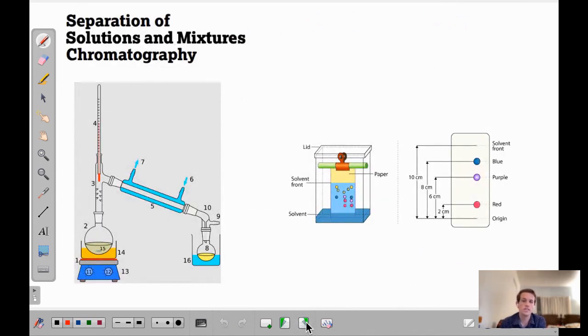Okay, moving forward: separation of solutions and mixtures, chromatography. Way back in our first video, we briefly mentioned mixtures and what defines them versus a pure substance. Mixtures can be physically separated, whereas a pure substance like a compound cannot. You cannot separate hydrogen and oxygen from water by just boiling it. You have to do a chemical reaction to do that. So mixtures can be separated by physical means.